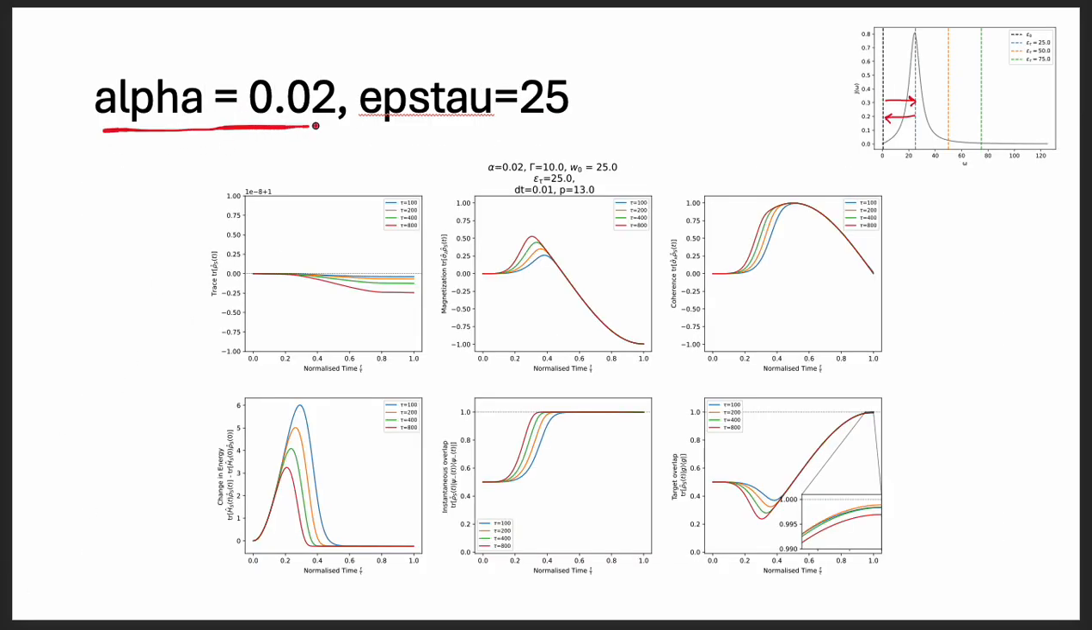So here we have the weakest coupling and we have the smallest energy splitting. So we just go to the peak and back again here. And then we can see how the results change as a function of the protocol length. So the most interesting one is this little inset down here, which just shows the final value of the target overlap splitting.